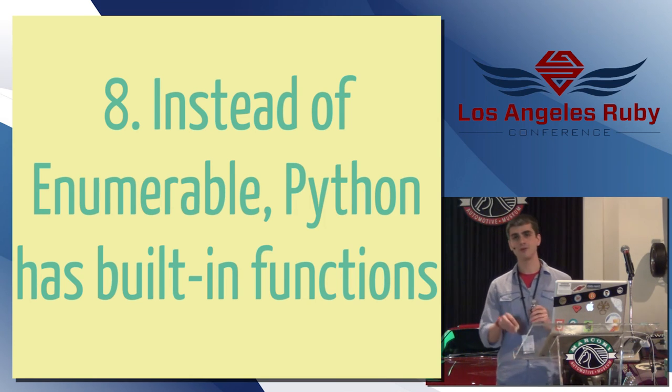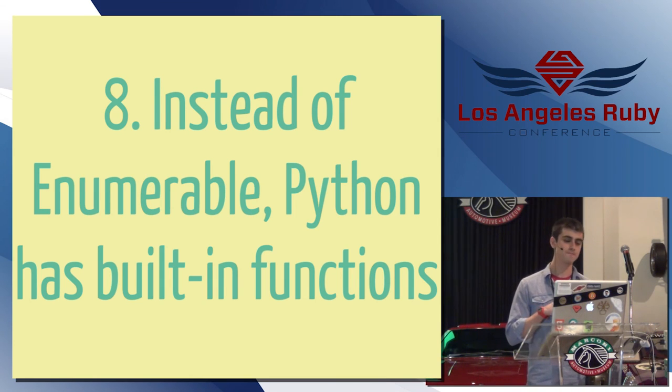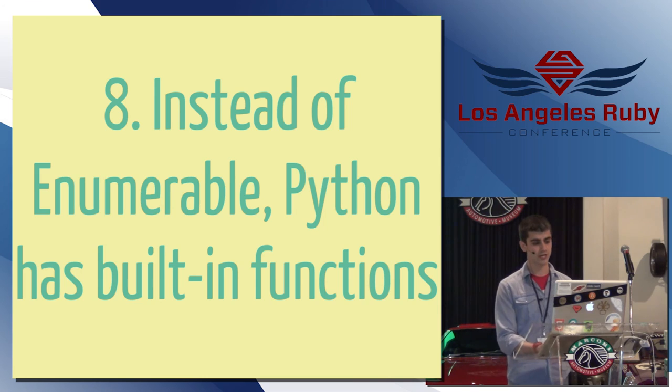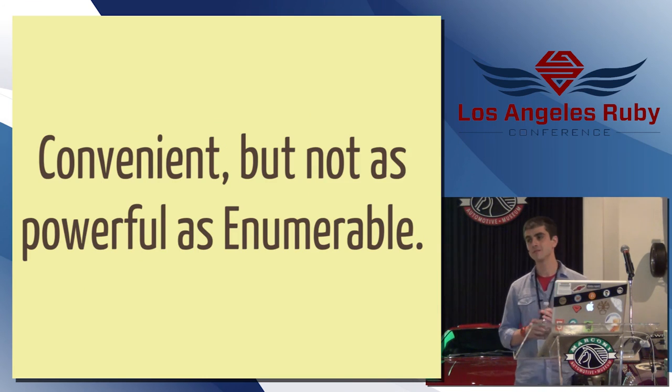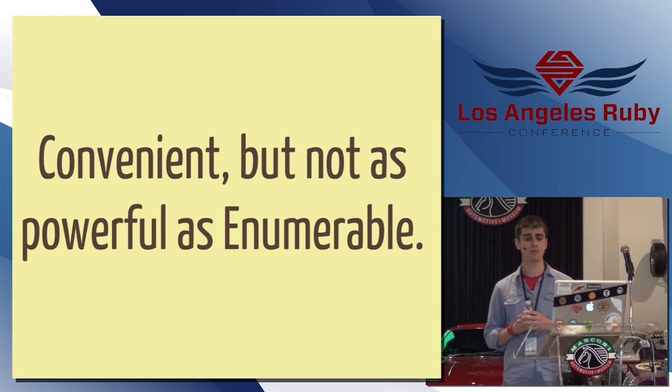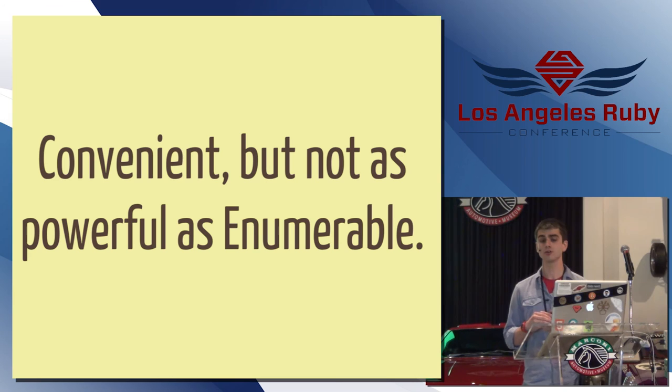So Python doesn't have Enumerable, which is another great feature of Ruby. Python has the built-in functions, like I just talked about, filter, map, reduce, things like that, which are very convenient, but it's not as powerful as Enumerable. There are also a few other third-party libraries in Python, like functools is something you can import to get some of that functionality, but I've never known it to be as elegant as Enumerable in Ruby.